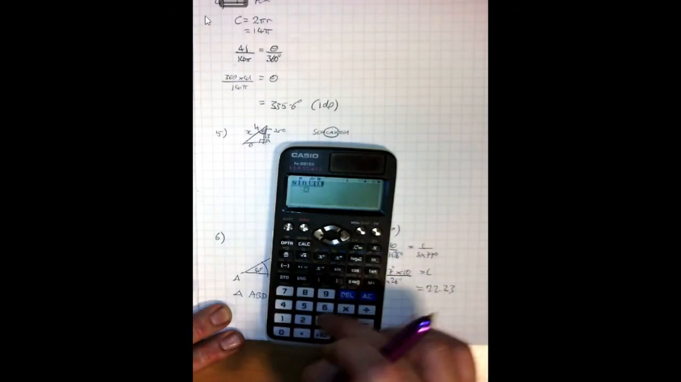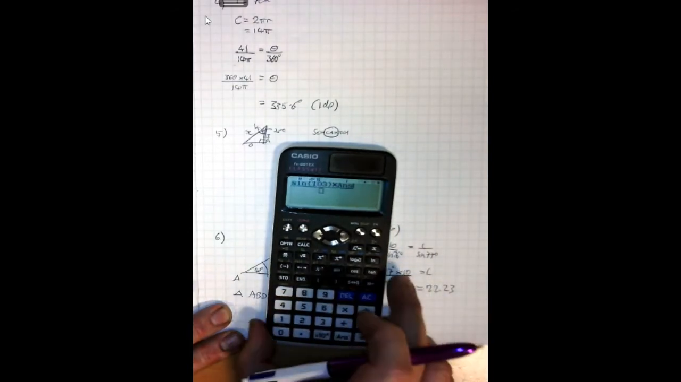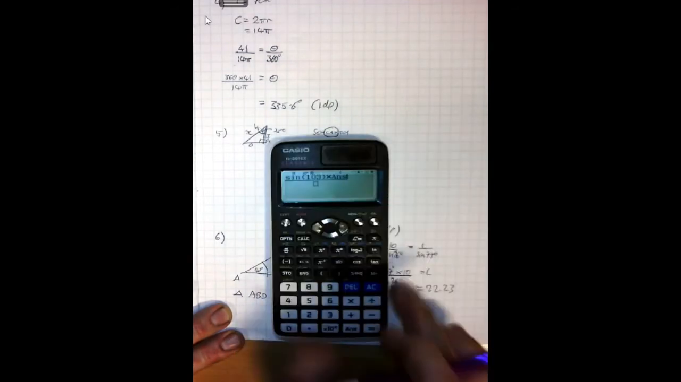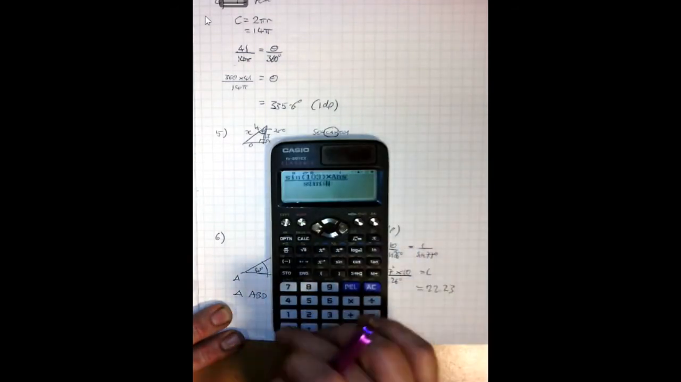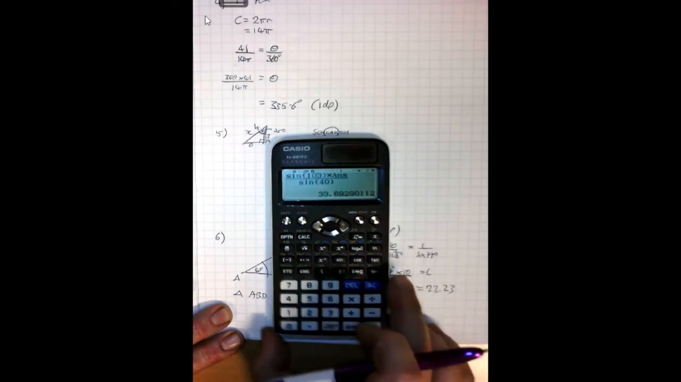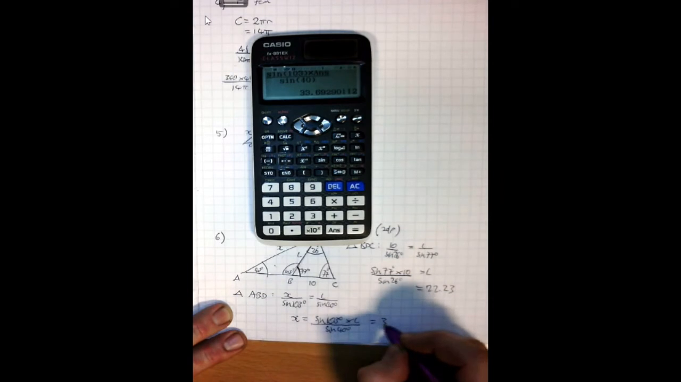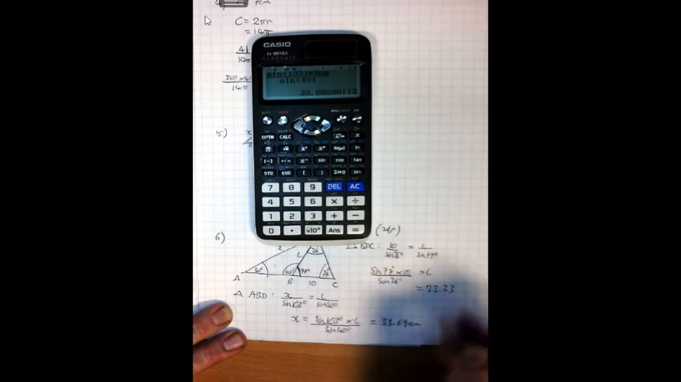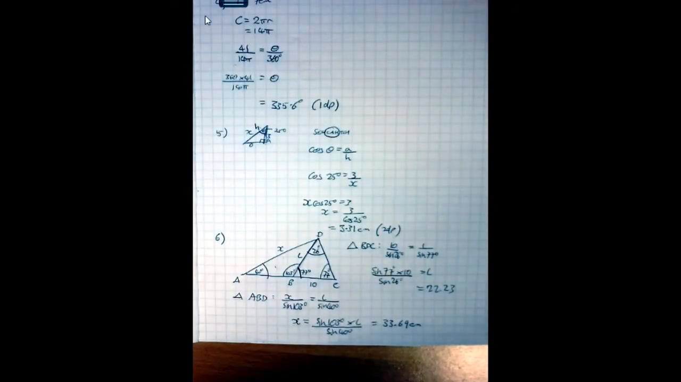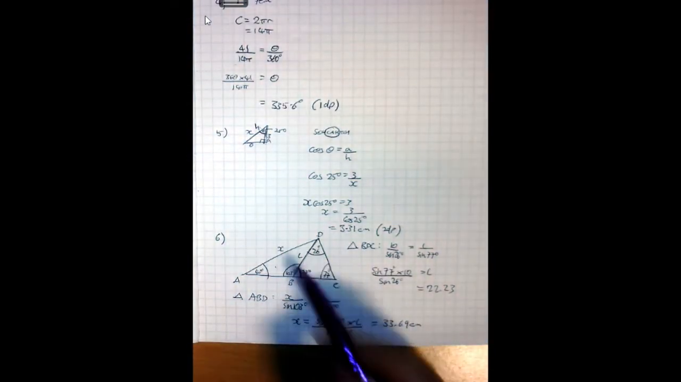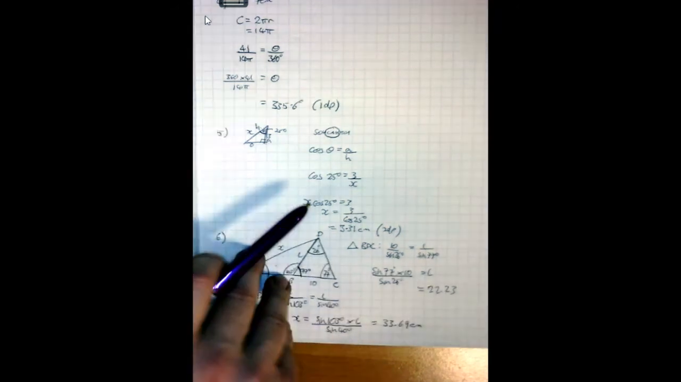So on the calculator, sine 103 times by answer over sine 40, 33 point, I'll give it to 2 decimal places, 33.69 centimetres. That was a long question. Solve one triangle, use it to solve the other triangle. That's page.